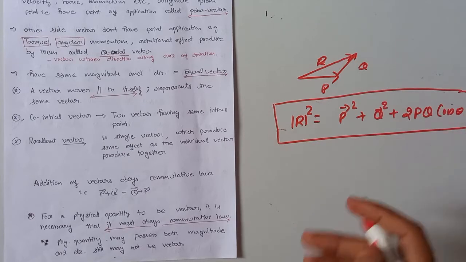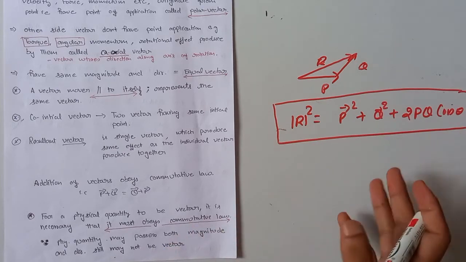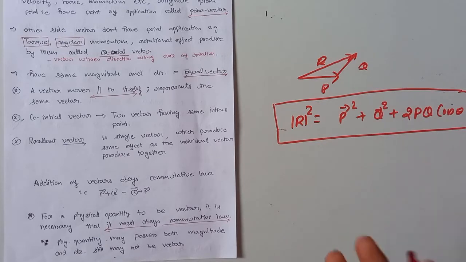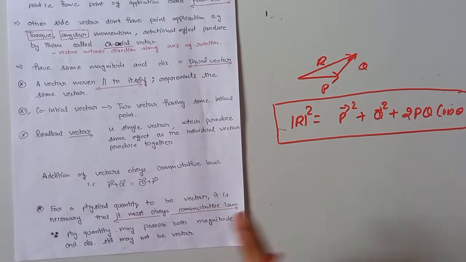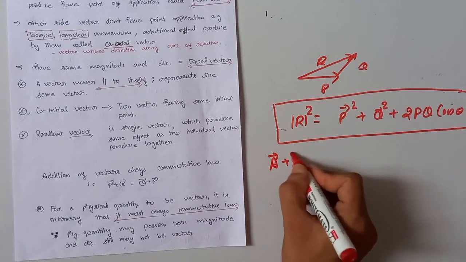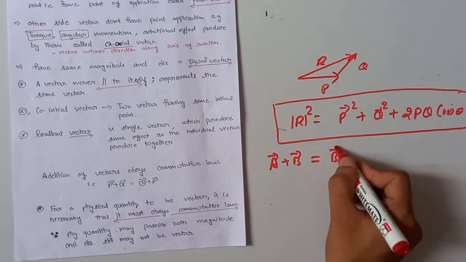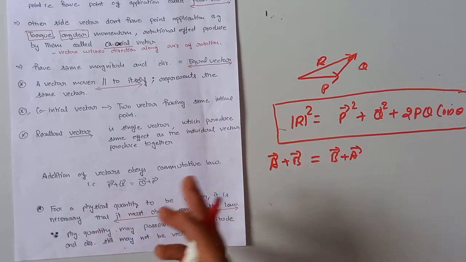I suggest you write down all these key points and this formula in your rough notebook, or you may take a screenshot of this video. Now our next key point is that addition of vectors obeys the commutative law. For example, vector A plus vector B is equal to vector B plus vector A. Addition of vectors obeys the commutative law.